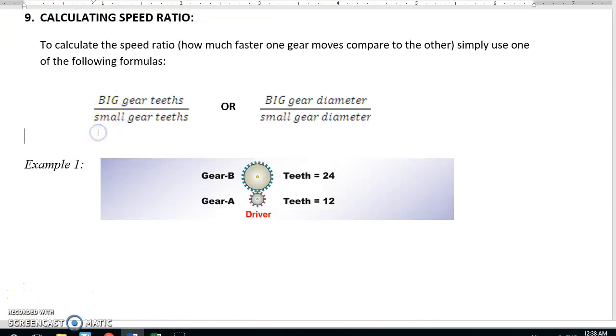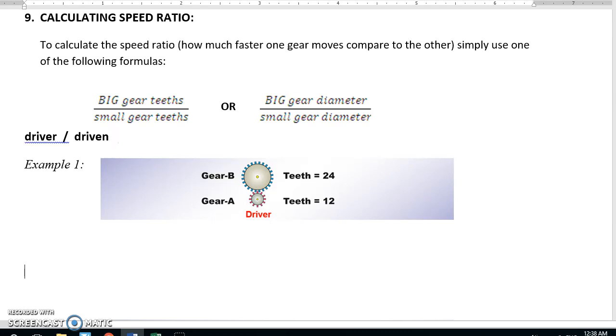Just to recap, if you want to calculate the speed ratio, which means how much faster one gear moves compared to the other, simply use one of the following formulas: big gear teeth over small gear teeth, or big gear diameter over small gear diameter. But I prefer the following formula: the driver divided by the driven. Then you'll know how fast or how slow the driven will be going.